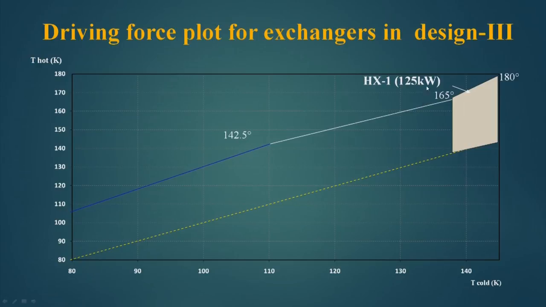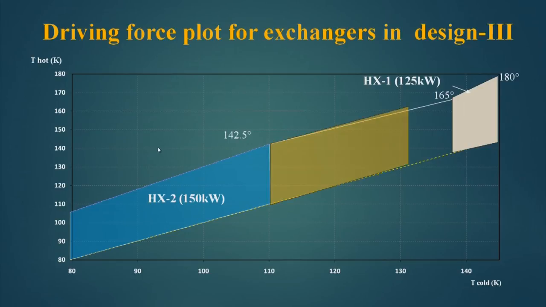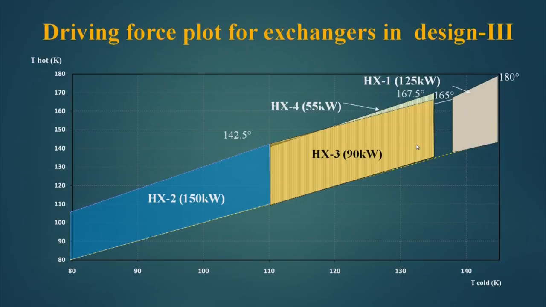This is HX1, which has got 125 kilowatt. It is utilizing the driving force to the fullest extent. This is also, which is HX2, 150 kilowatt. This is also utilizing it very nicely to the fullest extent. The heat exchanger number 3, which is 90 kilowatt, is also utilizing it to the fullest extent. And this is heat exchanger number 4, which is 55 kilowatt, which is also utilizing the available driving force very nicely, and a little bit it exits.